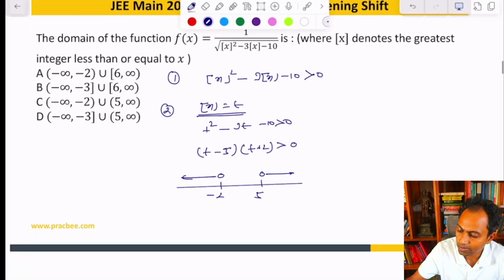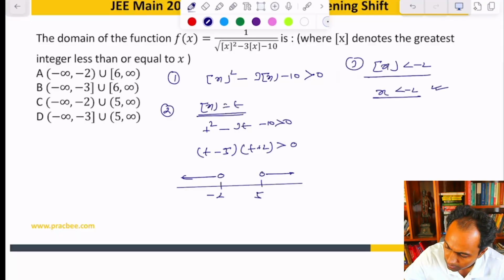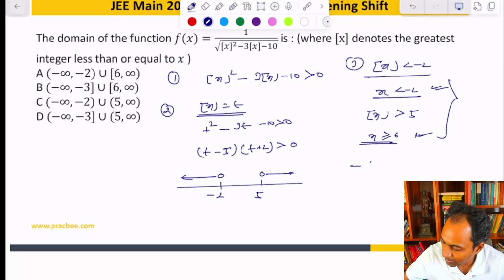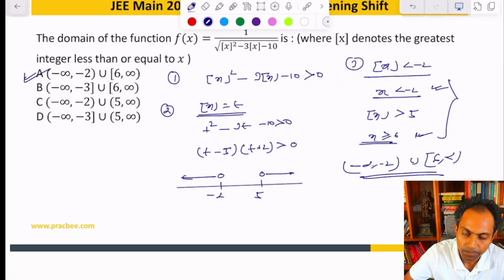Now let us go back and write it in terms of GIF of x. So GIF of x could be either smaller than minus 2. For this, the values of x can be smaller than minus 2. This is totally fine. Now for the other end, when you write GIF of x is greater than 5, that would mean x needs to be greater than or equal to 6. If I take the union of both of these values, it would be minus infinity to minus 2, union 6 to infinity. And that is nothing but option A.